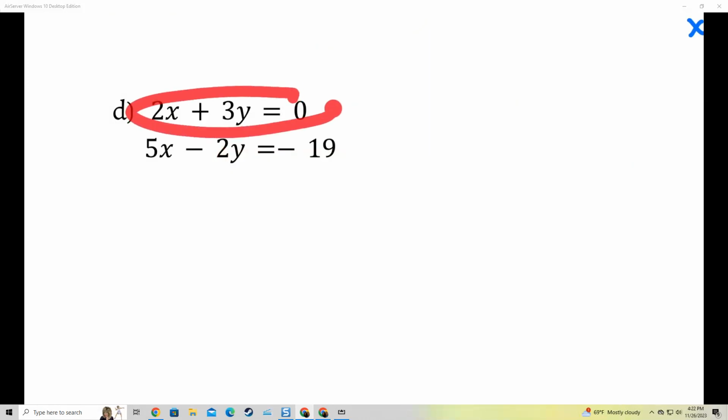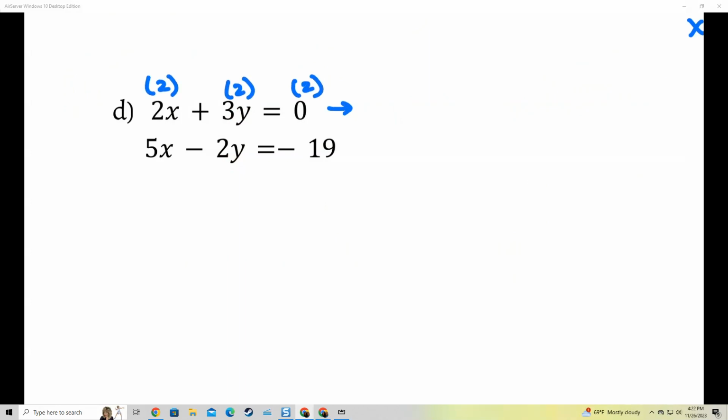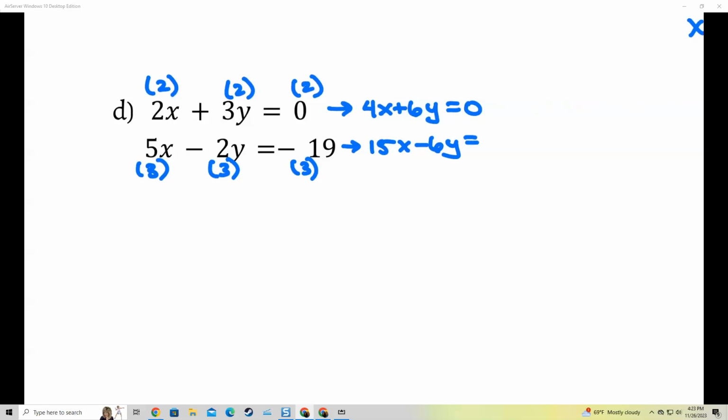Again, what am I going to multiply this one by? I'm going to multiply it by 2 because I'm trying to get 6 to match up with the negative 6. So let me go ahead and multiply everything on the top by 2. What I end up with is 4x plus 6y equals 0. And let me also change the bottom one, but in order to change the bottom one, I want to multiply everything by 3. What I end up with is 15x minus 6y is equal to negative, oh my goodness, what is that? 57.